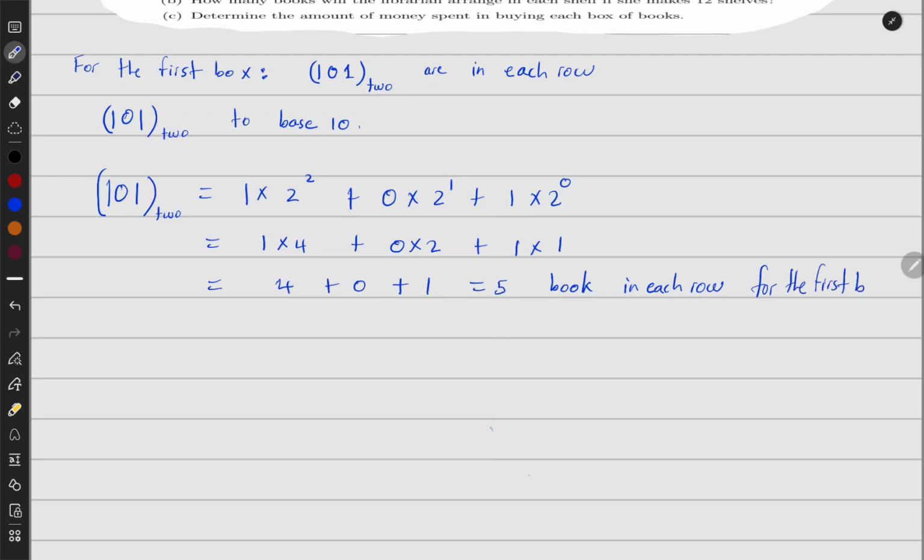For the first box, the number of books in box 1 is therefore going to be the number of rows times the number of books in each row.